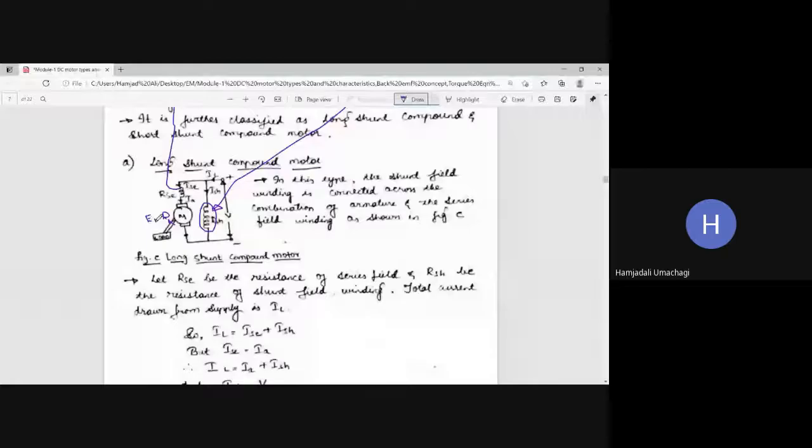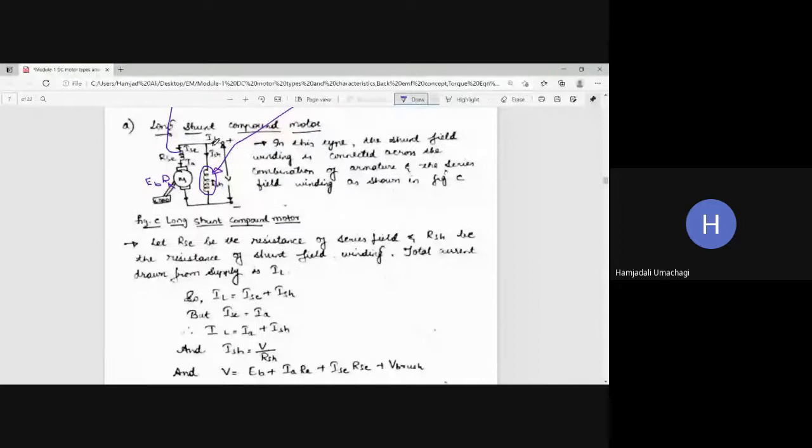The total current drawn from the supply is what here? Just apply KCL at this point. IL is equal to, if you apply KCL at this point, what will IL be equal to? The current at this point and the current at the other point. ISC plus ISH. Okay, very good. IL is equal to ISC plus ISH.